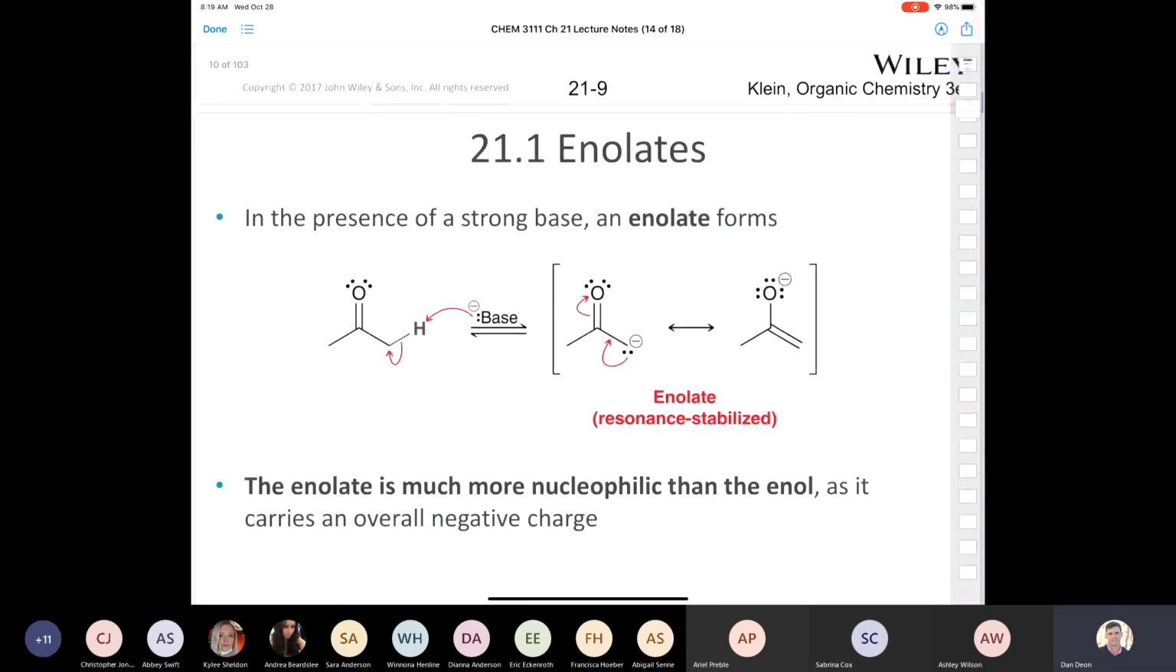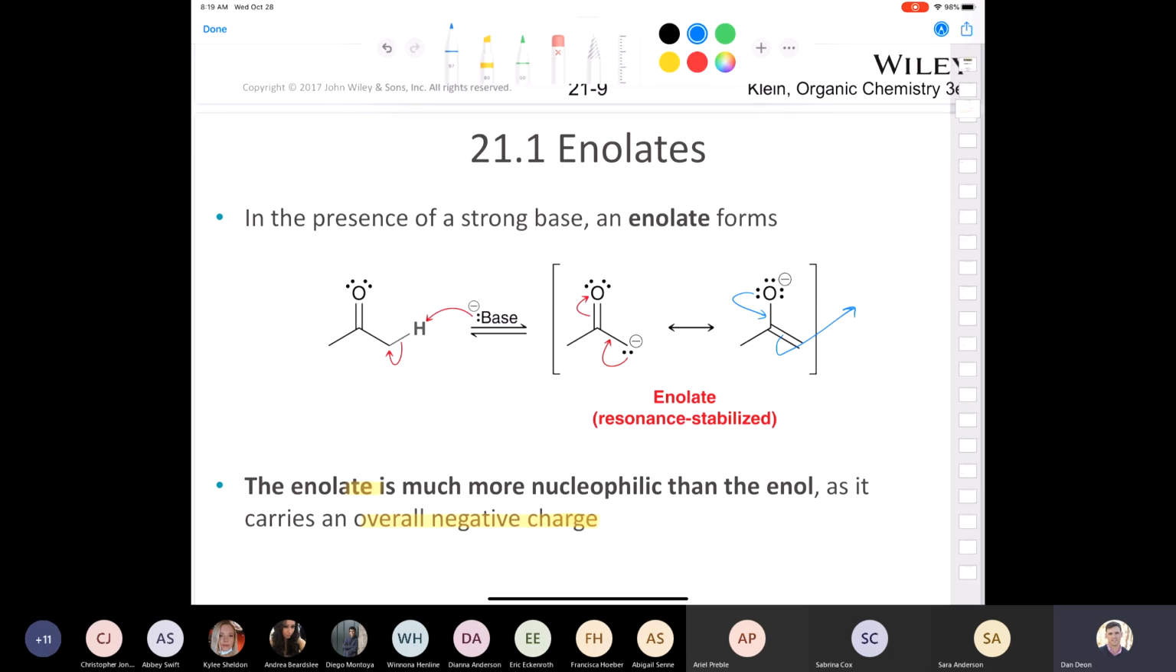All right, in the presence of a strong base, we form an enolate. In fact, I drew this mechanism for you earlier. I drew this step here, but I didn't draw the resonance stabilization, so I didn't draw these two curved arrows right here. But you can see that when we do the deprotonation, we have resonance stabilization in that enolate. Now, the enolate is much more nucleophilic than the enol. Why? Well, that makes sense, right? Because it's got an overall negative charge. And that's the arrow that I drew earlier on. I said, you can see how it can behave as a nucleophile like that.